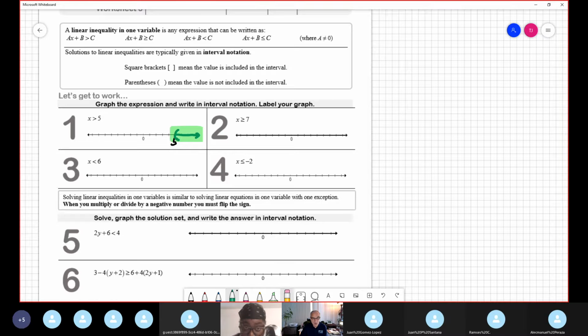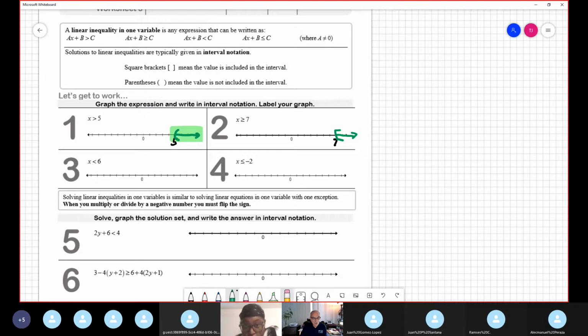Number 2 is similar, it is 7. 1, 2, 3, 4, 5, 6, and 7. Positive 7. And greater than or equal. So let me use it again in color to the right. But in this case, bracket, because we have the equal sign here.